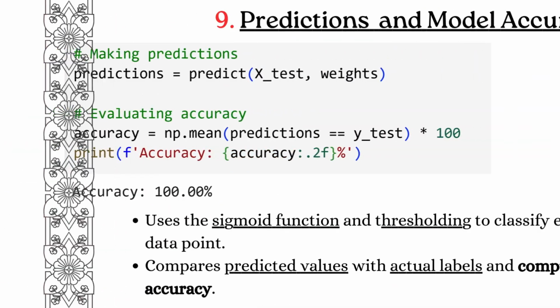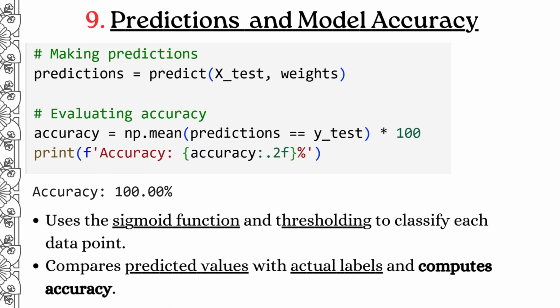9. Making predictions on test data. Applies the trained model to test data. Uses the sigmoid function and thresholding to classify each data point. 10. Evaluating model accuracy. Compares predicted values with actual labels and computes accuracy.